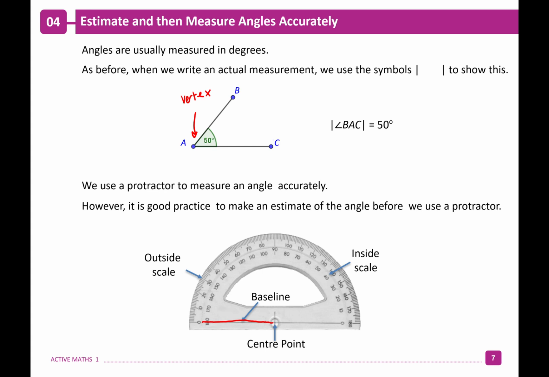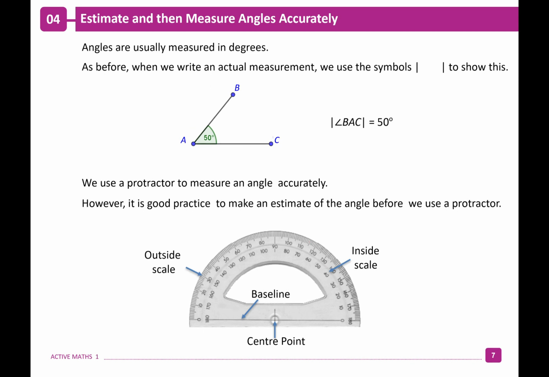In this case, if my baseline, the red line I've drawn, hits 0 on the left-hand side, therefore I use the outside scale. If my baseline hits 0 on the inside, I use the inside scale. Let's have a look at how we draw our angles.